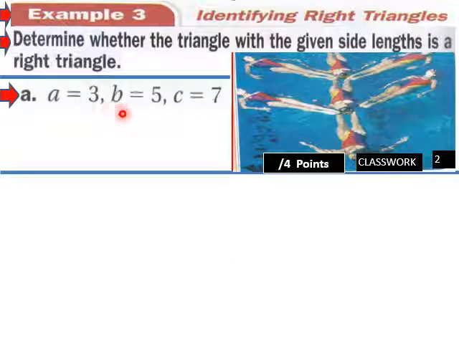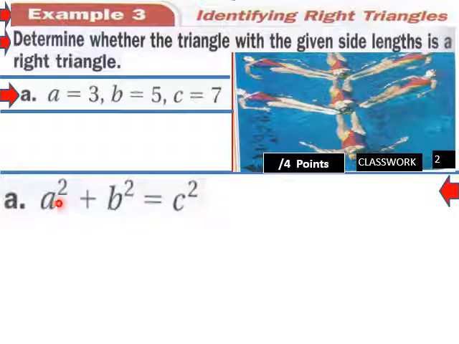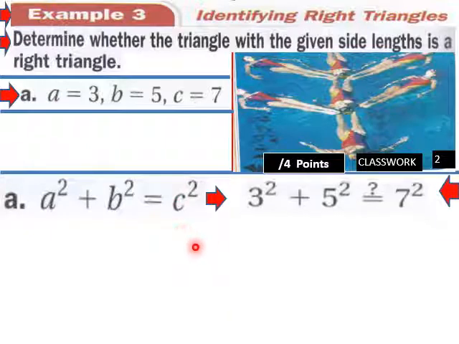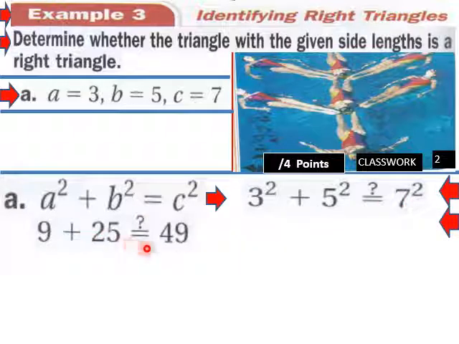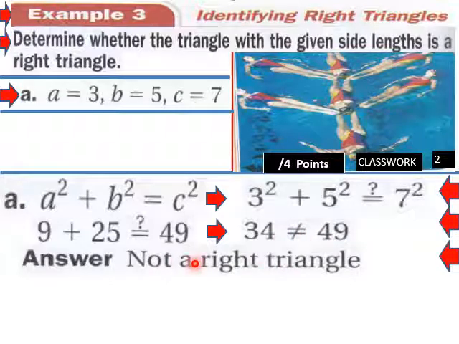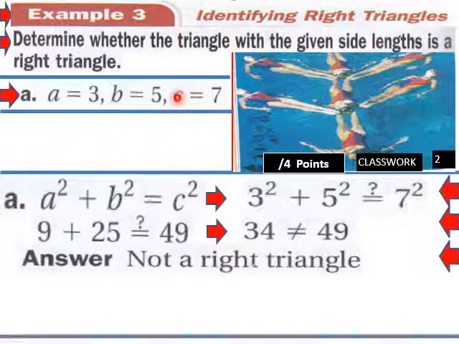So we have a equals 3, b equals 5, c equals 7. Is that a right triangle? We have a squared plus b squared equals c squared. Let's plug in our values: 3 squared plus 5 squared. Does that equal 7 squared? So 9 plus 25. Does that equal 49? Well, you should readily see 34 does not equal 49. So the answer is it's not a right triangle.